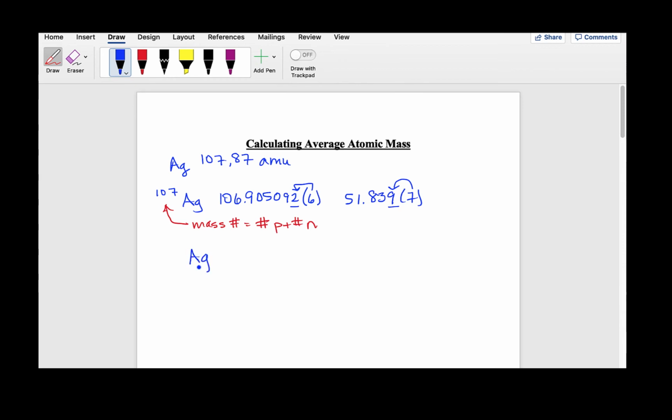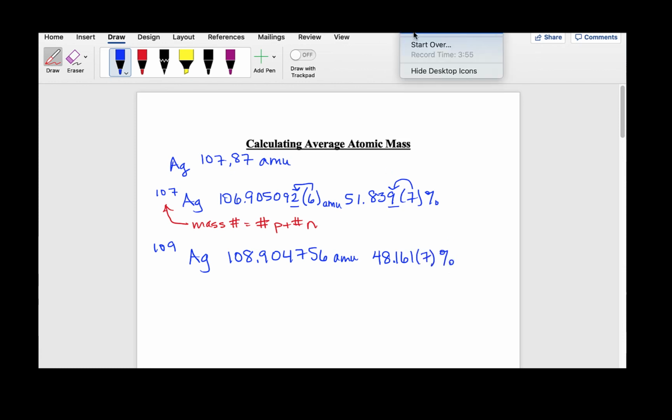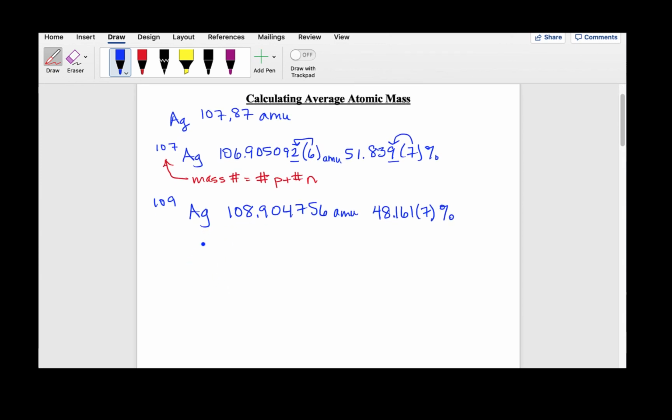The silver 109 isotope, which is the other stable isotope, has a mass of 108.904756 and no uncertainty shown here. So let's go ahead and put atomic mass units, with percent abundance of 48.161, parentheses 7.